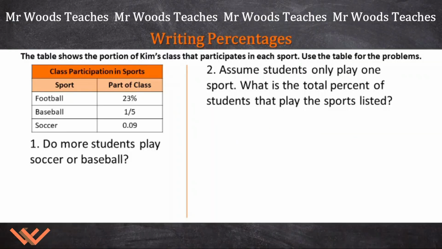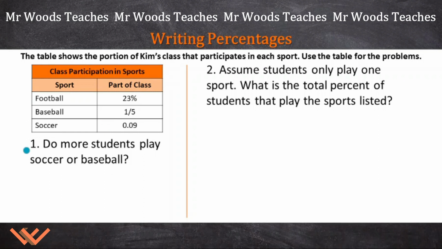And today we're working on writing percentages, so therefore we're going to be putting everything into a percent. Let's read the instructions. The table shows the portion of Kim's class that participates in each sport. Use the table for the problems. So we have the table here and it shows class participation in sports. It lists the sports, football, baseball, and soccer, and what part of the class. So we have it in percentage here, a fraction, and a decimal.